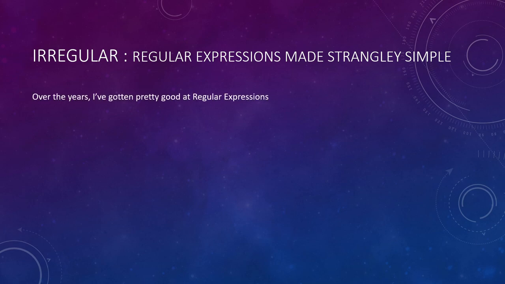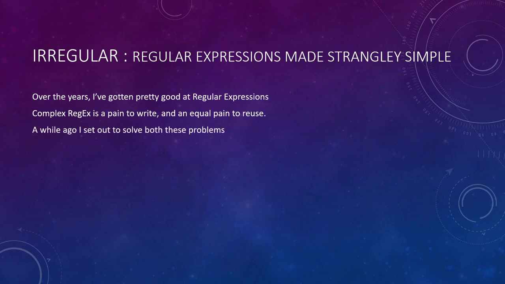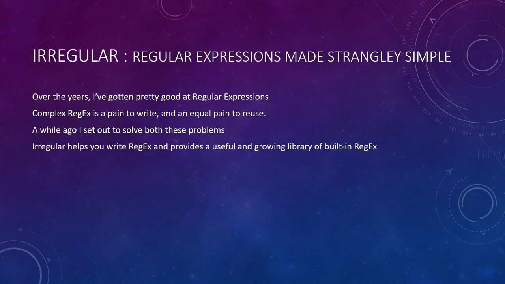Over the years I've gotten pretty good at regular expressions, which is kind of horrible to admit. It feels like it should have a 12-step program. Complex regex is a very large pain to write, and an equal pain to reuse. So a while ago I set out to solve both of these problems, making regular expressions a lot easier to write and a lot easier to reuse, and smart aliasing was a key part of how I approached that. Irregular helps me write regular expressions and provides a useful and growing library of built-in regular expressions.